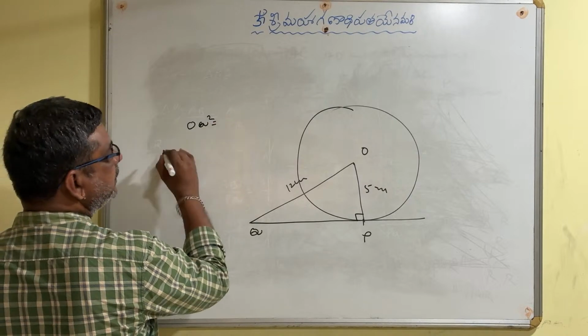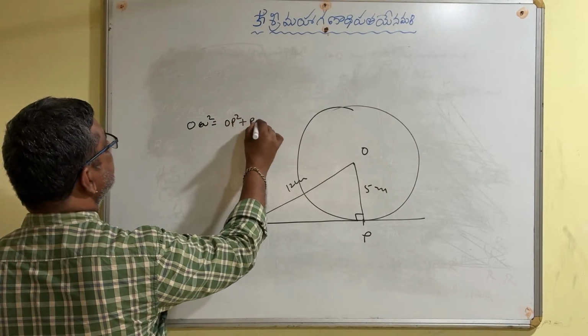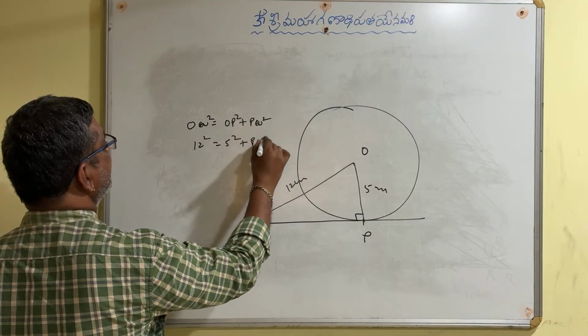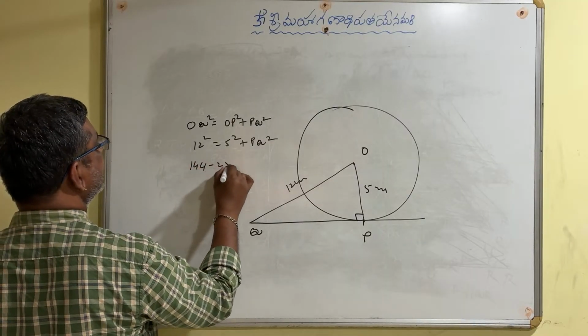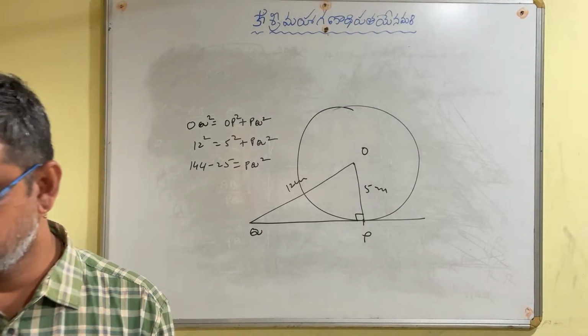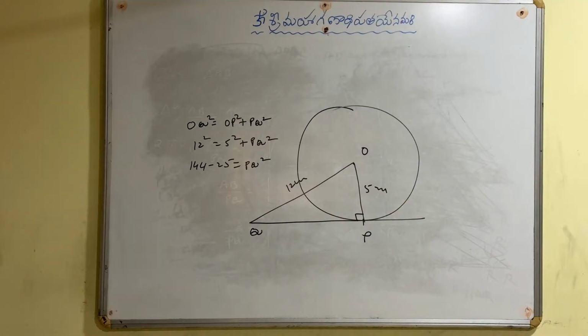OQ square is equal to OP square plus PQ square. 12 square is equal to 5 square plus PQ square. 144 minus 25. How much is PQ, children? Very good. Root over 119. Good. Option D.